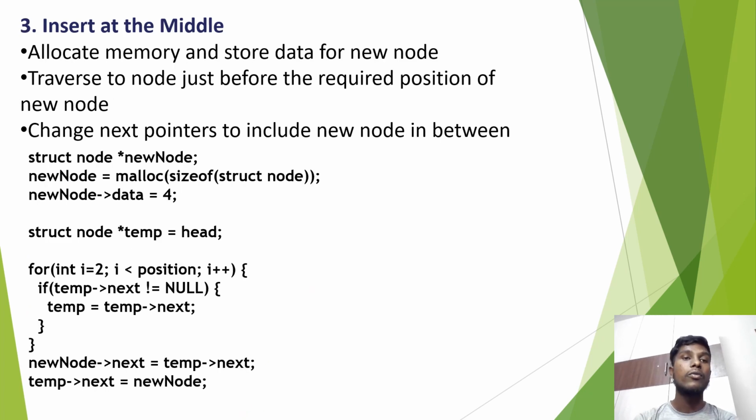Insert at the middle: if we add an element at a middle position, we change the next pointers to include the new node in between. Allocate memory and store data for the new node, and traverse to the node just before the required position of the new node. For this we also have code using dynamic memory allocation, that is malloc. In that we give the size of a structure node. In data types we can take an integer. If the integer is less than the position, we move to the next node of head.